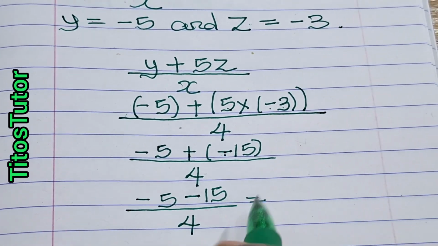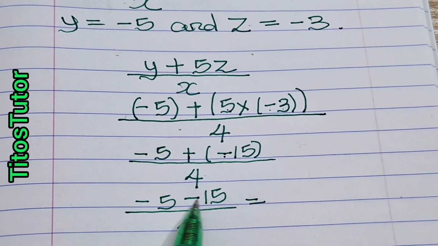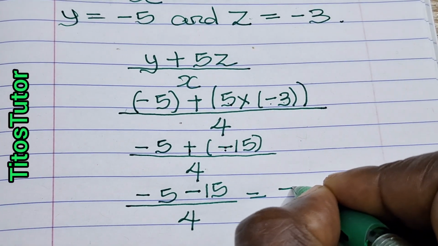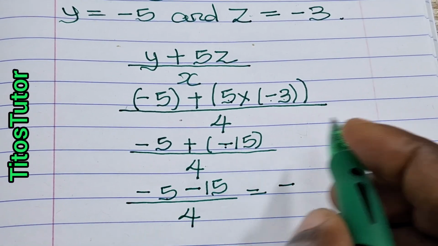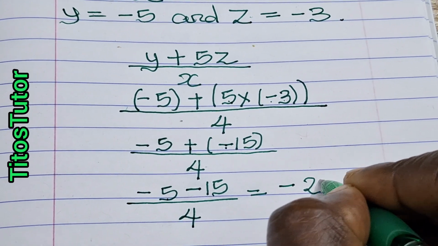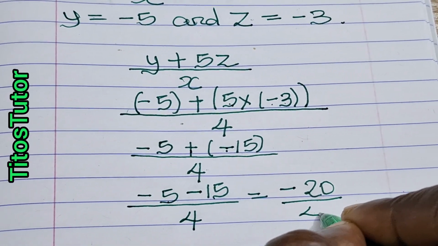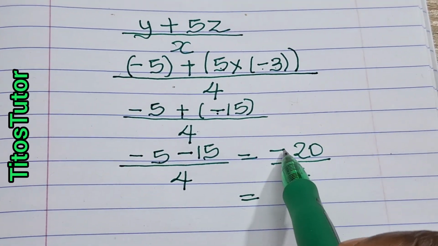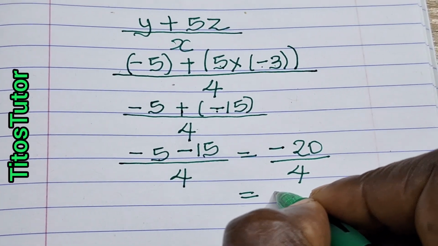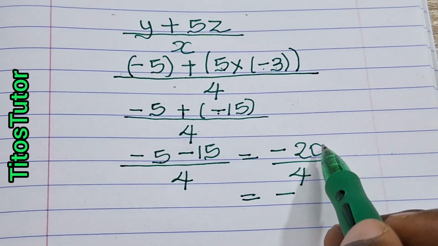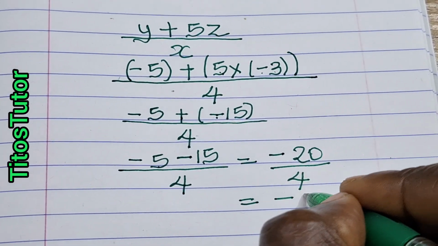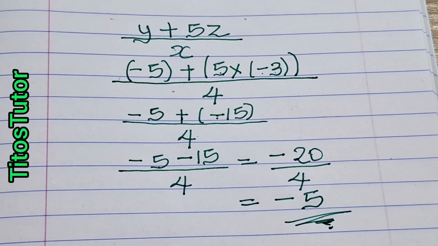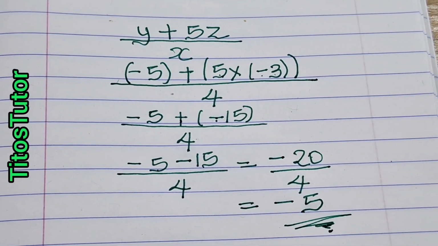Remember when I told you that two negative signs standing side by side, the answer is still negative, and 15 plus 5 is 20 all over 4. Also remember that I said when negative is dividing a positive, your answer is always negative. So 20 divided by 4 is 5. Final answer, negative 5. And you're done.